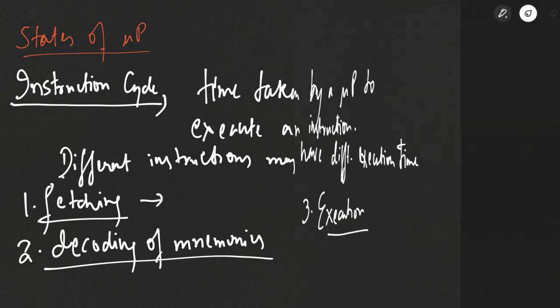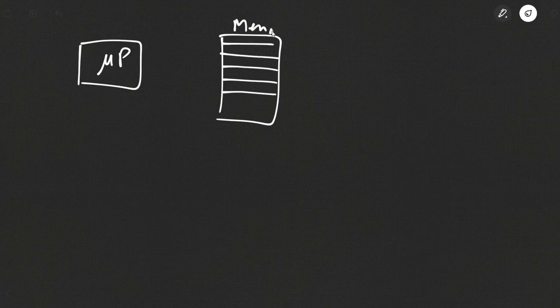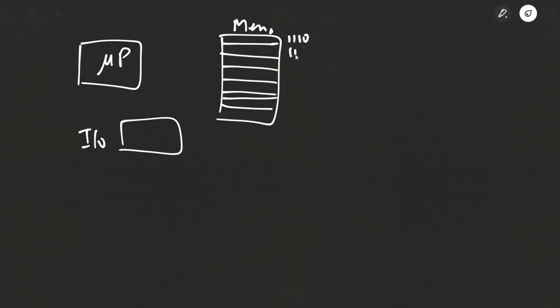So if we look at a general block diagram, this is your microprocessor, this is a memory location, and this can be an IO device. What the microprocessor basically does is, on this memory, each of these locations has a unique address. Say, for example, this has an address 1110, 1111, 1112, 1113. These are all in hexadecimals. So these are your addresses to the memory locations.